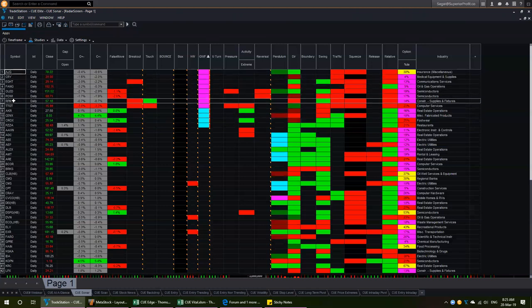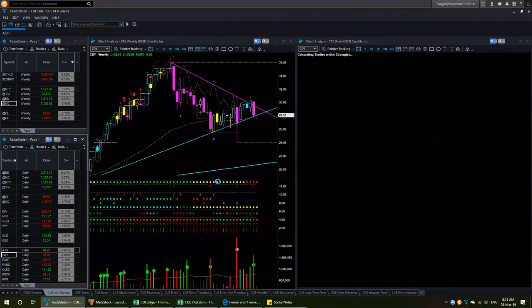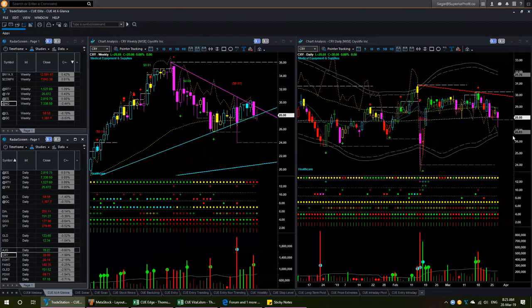To make it easier, let me copy these symbols into here and go through them from this radar. AJG we looked at, then CRY. The weekly is magenta bearish, daily is magenta bearish, however daily has a long lower tail. Therefore, as of today, we are not going to consider taking any short trade.